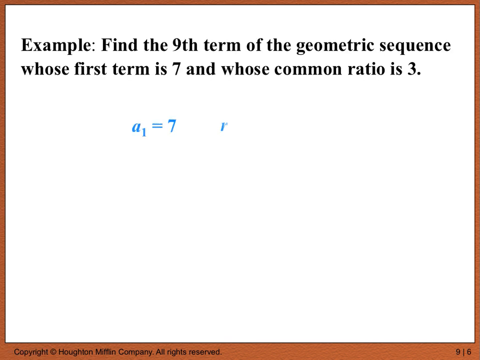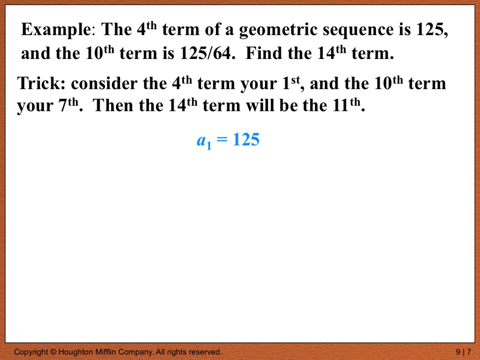Okay, so I'm going to go back to where we left off, and that was here. All right, so we are going to consider the fourth term our first, simply because that's the earliest term that I know. And to be consistent then, that would make the 10th term my 7th and the 14th term my 11th. And so if I find the 11th term when I'm considering the fourth term my first, then that will be equivalent to finding the 14th term if this fourth term is where I start. Okay, so I know that this might sound confusing.